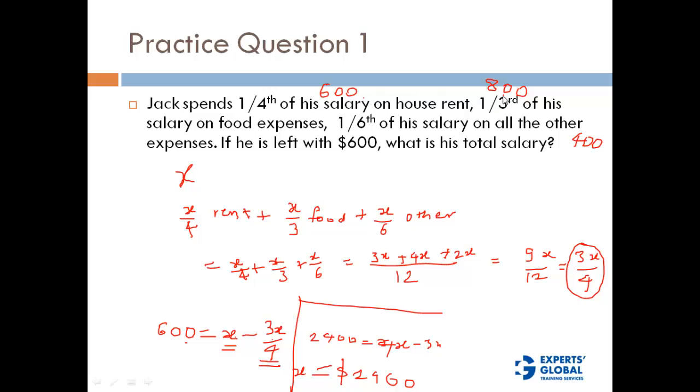So add them up: 800 plus 600 plus 400. So he ends up spending 1800 in total. So he receives 2400, he spends 1800, he is left with 600. So that is correct, right? So the equation is 600 is equal to X minus 3X by 4, and the salary Jack earns, the value of X, is 2400, the correct solution.